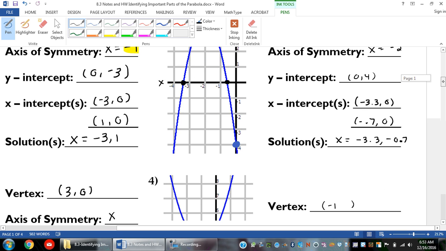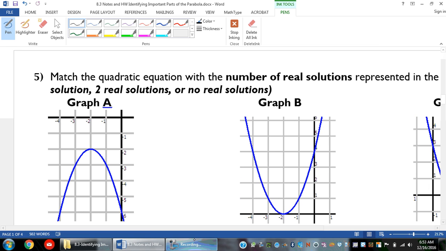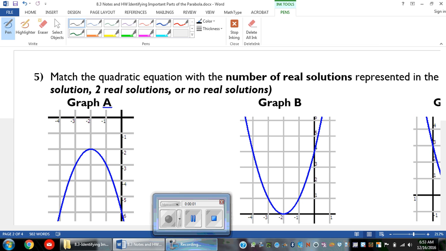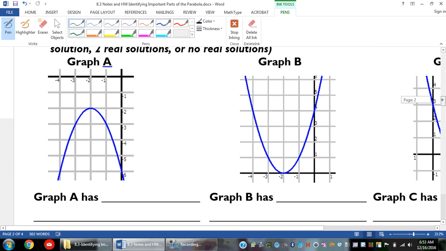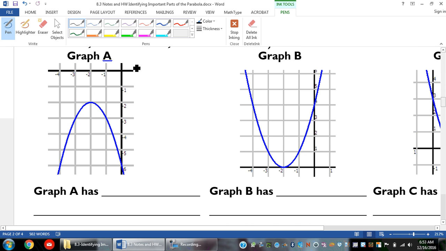All right, let's go ahead and go to the back side. Now we've been talking about the x-intercepts, and the x-intercepts determine how many solutions you have. Here it says match the quadratic equation with the number of real solutions. Remember, we are looking for the x-intercepts to figure out how many solutions I have. So here's the x-axis. Does my quadratic even intersect the x-axis? No, so graph A has no real solutions.